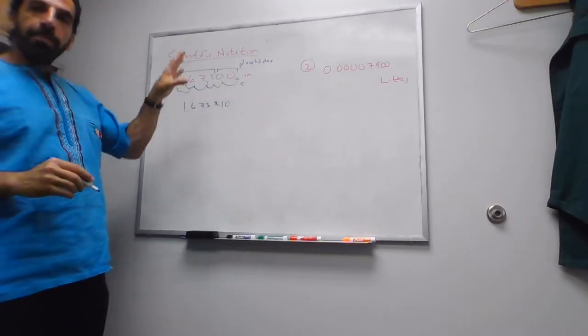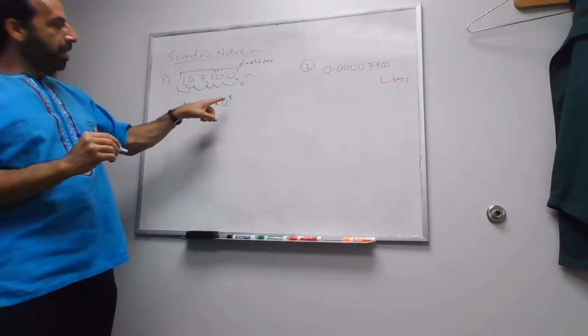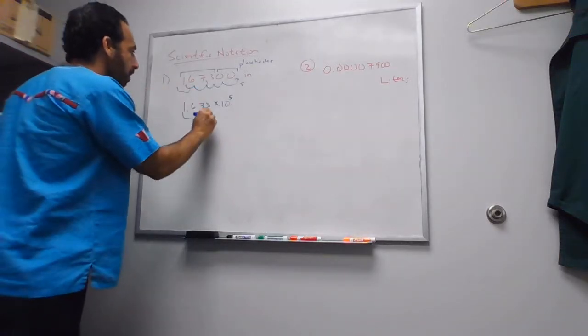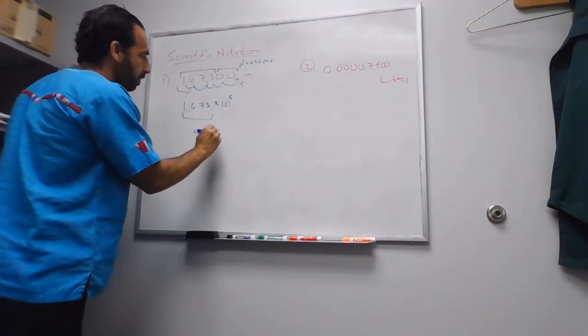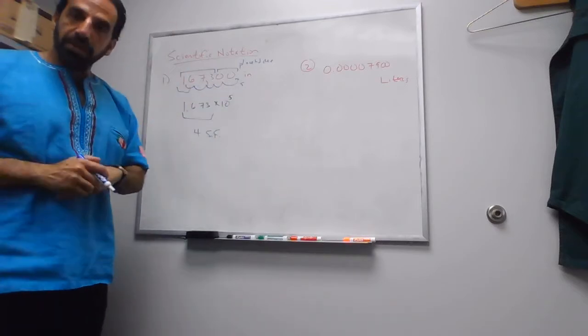For measurements greater than 1, it's always going to be a positive exponent. So it's 1.673 times 10 to the 5th. And a couple of things: this has 4 significant figures. I'm going to come back in a second and show you how to enter this in your calculator.